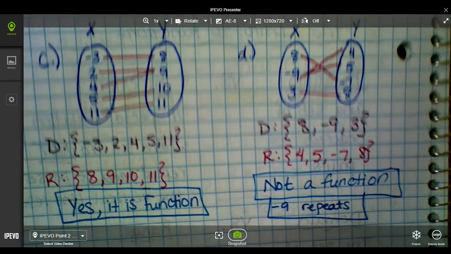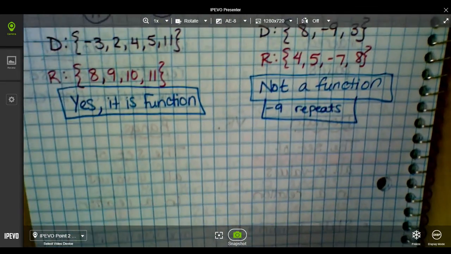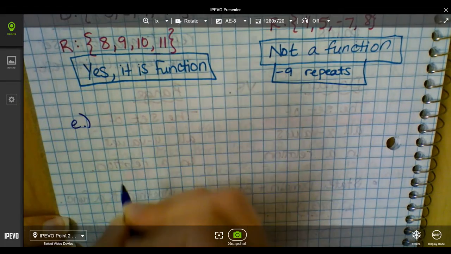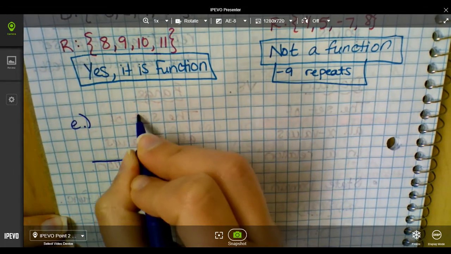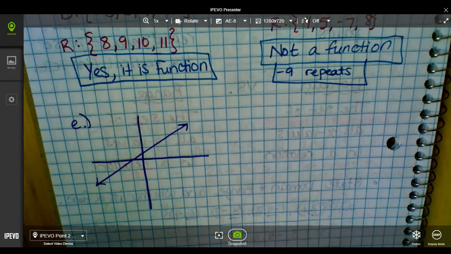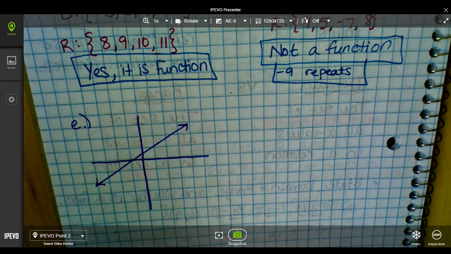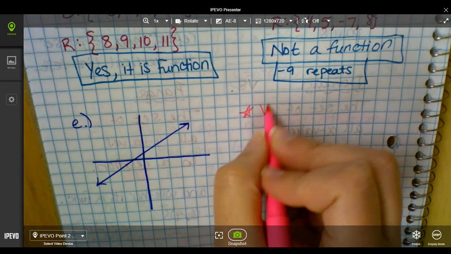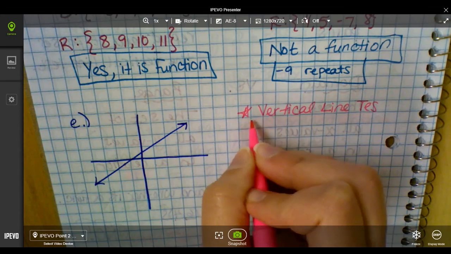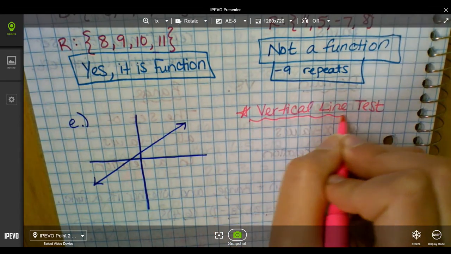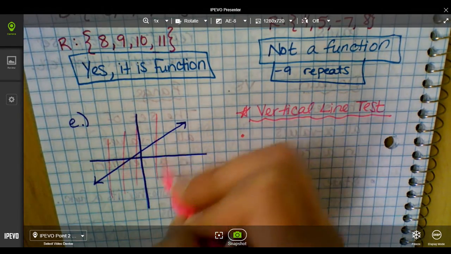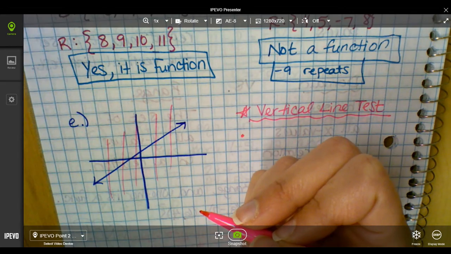Okay. All right, let's look at some graphs and now talk about the vertical line test. So let's just say E. I have a graph over here, and my graph is just going to be a line. Now, what is the vertical line test? What does it mean? So let's just write a little blurb about that over here. Vertical line test. You are going to draw a vertical line anywhere through this graph. So you're just drawing vertical lines anywhere through this graph.